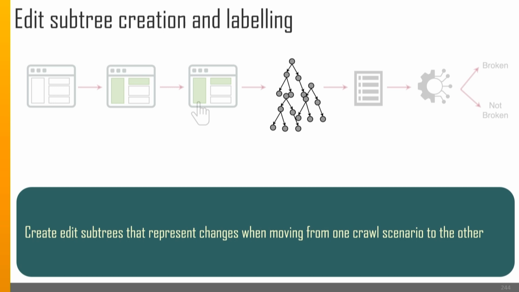So for example, when we generate a tree with, let's say, a broken version of the filter list, and then we move to the tree with the fixed version of the filter list, what are the changes in the trees that occur? And these changes are called edit subtrees. And I'll just show that with a small example.